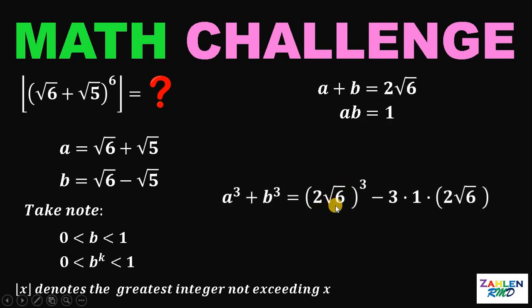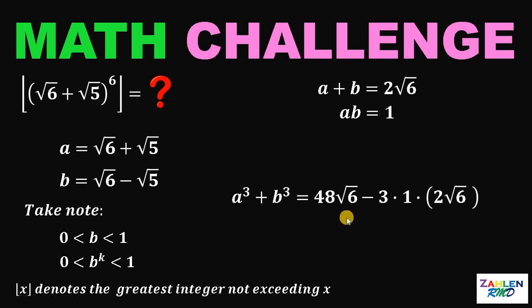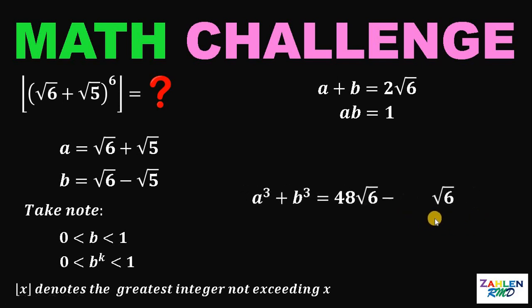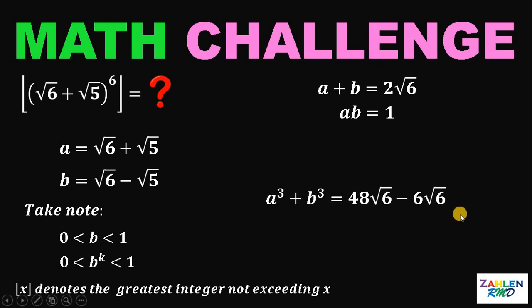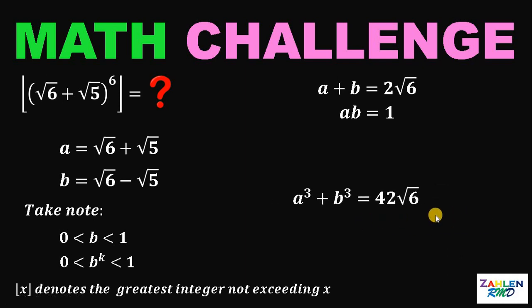We have 2 times square root of 6 cubed minus 3 times 1 times 2 times square root of 6. Now let's simplify. 2 times square root of 6 raised to 3 is equivalent to 48 times square root of 6. Now the other term, 3 times 1 times 2 times square root of 6 is just 6 times square root of 6. Now simplify more. This will give us 42 times square root of 6.